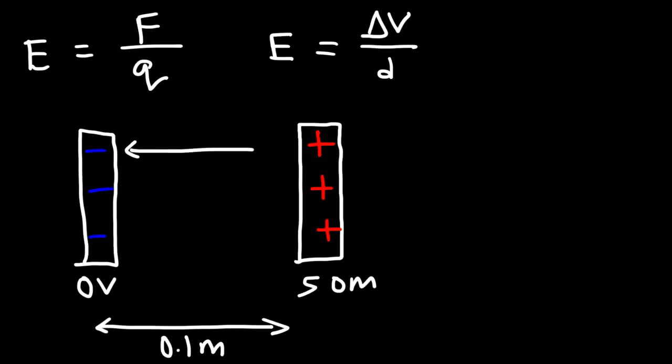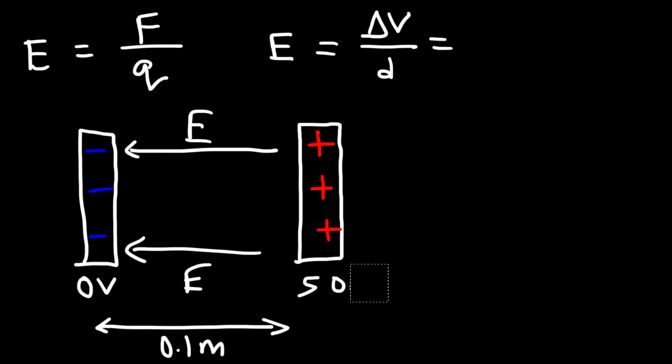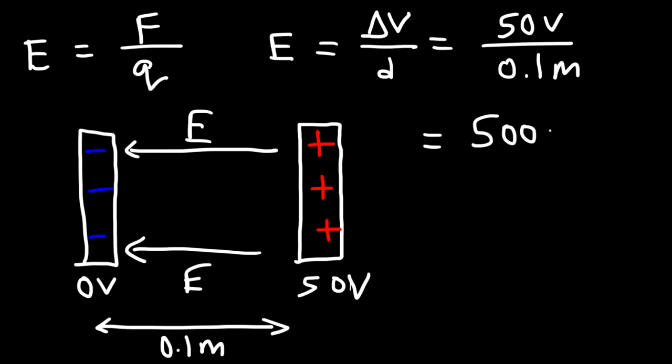Now, we know the electric field will be directed towards the left, away from the positively charged plate, but towards the negatively charged plate. And using this formula, I put 50 meters. This is supposed to be 50 volts. Let me change that. The electric field will be the voltage between the two plates, and that is the difference between the potentials. So it's going to be a voltage of 50 volts divided by a separation distance of 0.1 meters. And so it's going to be 500 volts per meter.